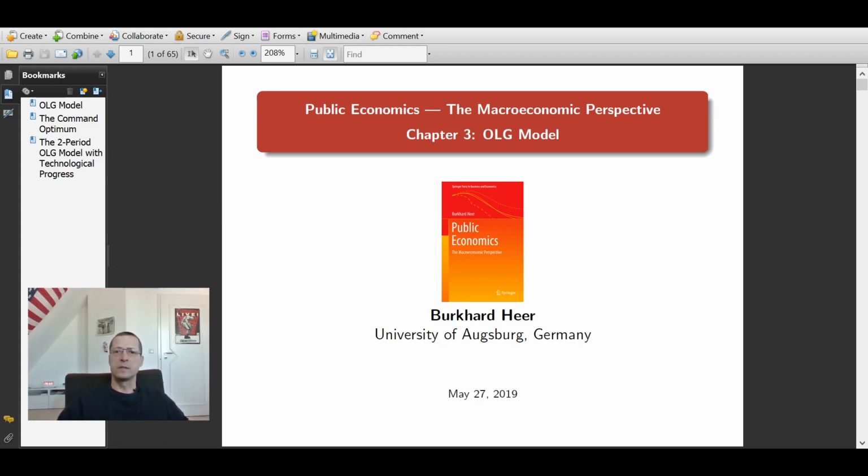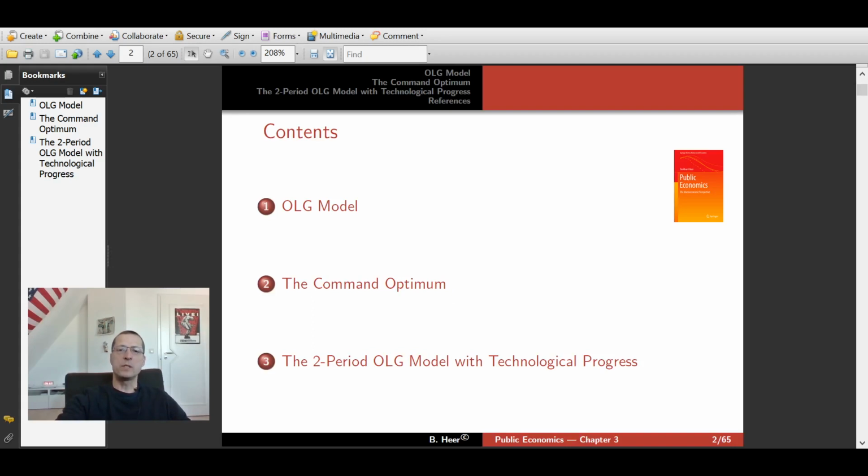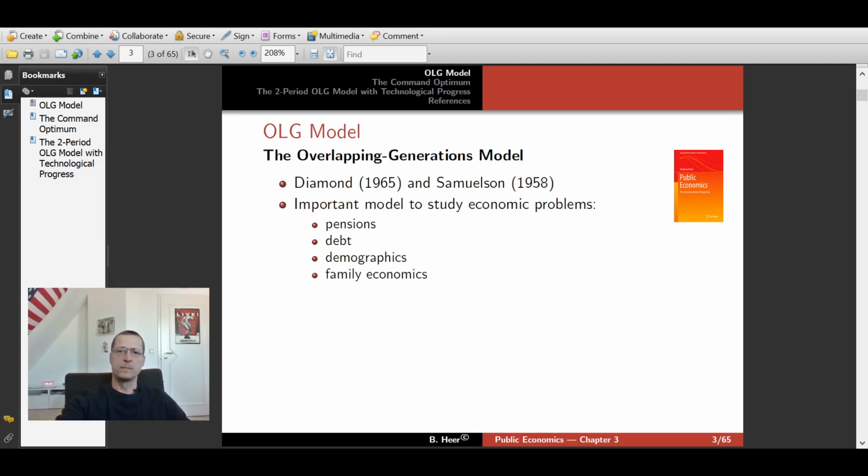Public Economics, the Macroeconomic Perspective, Chapter 3 OLG model. And we look at the first part, the OLG model. So as I mentioned, this model was set up by Diamond and Samuelson independently. And it is important models to study economic problems. So, for example, the issue of pensions and debt, demographics, or family economics.